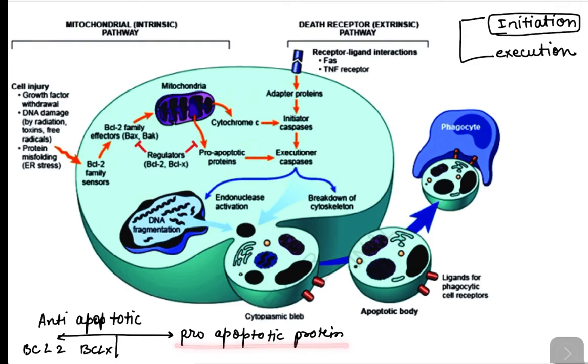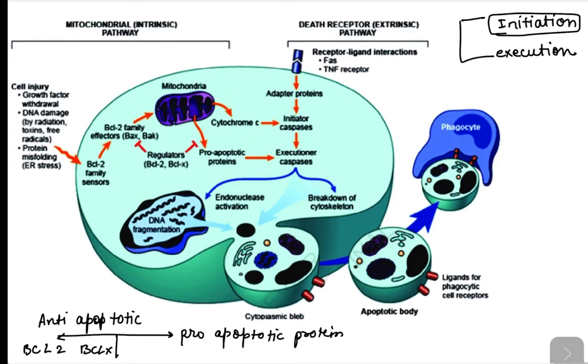Now coming to the pro-apoptotic proteins like BAX and BAK. On activation, these oligomerize in the outer mitochondrial membrane and enhance its permeability. This will lead to the leakage of cytochrome C and other proteins, which leads to the activation of caspases. Now let's come to the two pathways of apoptosis.